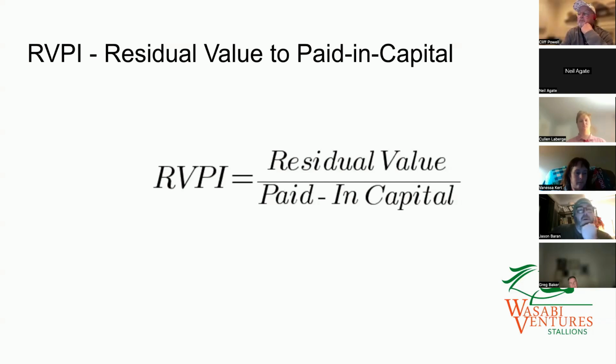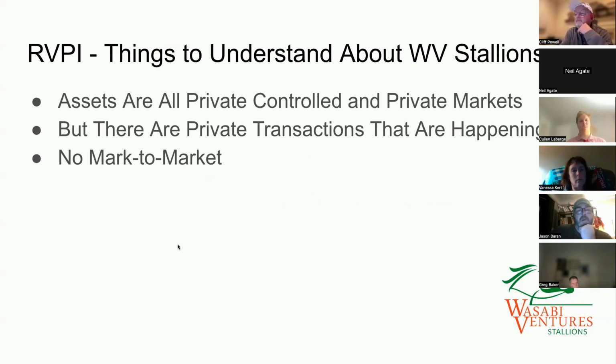Okay. A place where you usually see RVPI being very important, not necessarily in, and we'll talk about this on the next slide, RVPI, in my opinion, is not a very important number at Wasabi Ventures Stallions. Why? I mean, it seems like it would make perfect sense. You know, how much are the assets still worth?